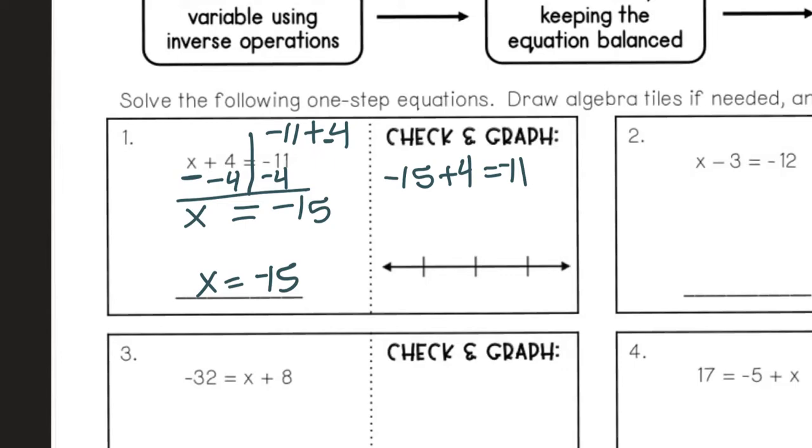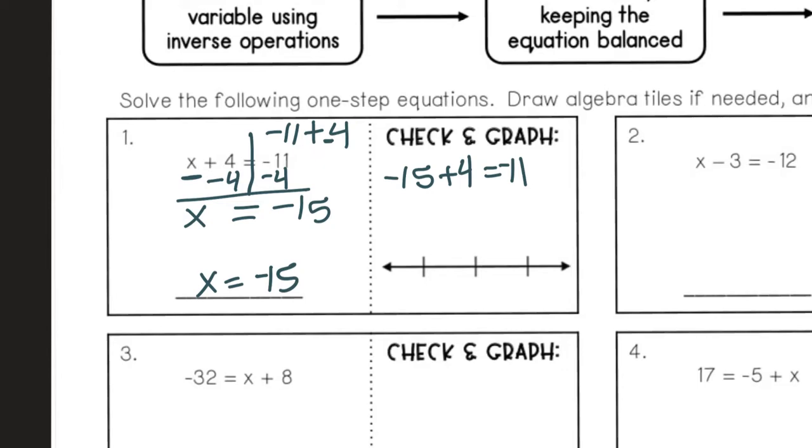I would end up exactly at negative 11 because my positives and negatives cancel out. Again, if you ever get confused about how to add positive and negative numbers together, just think about it in terms of money. That always seems to make the most sense to me.